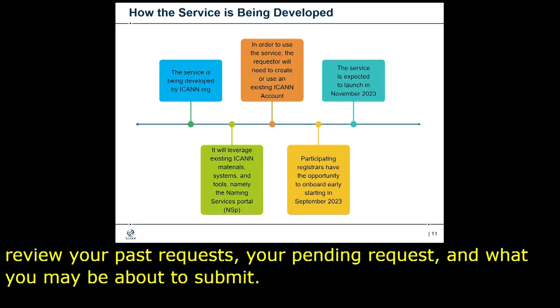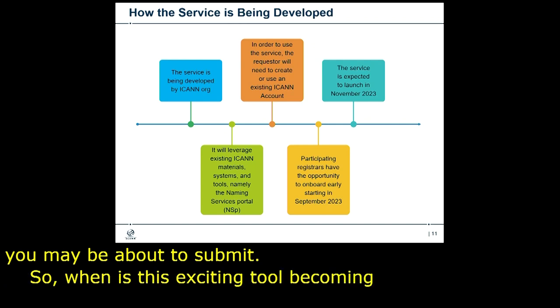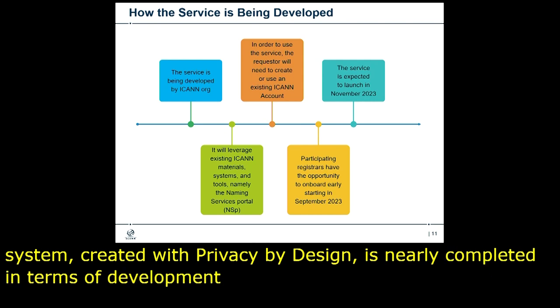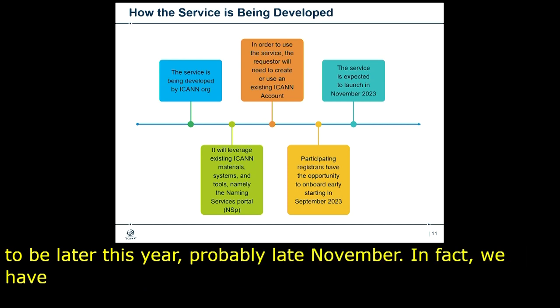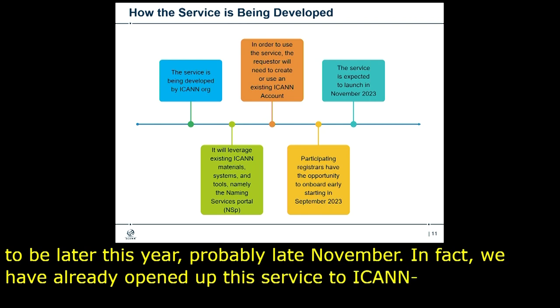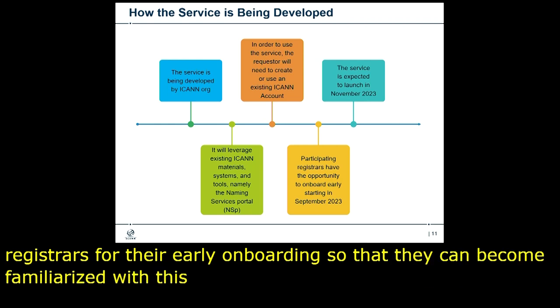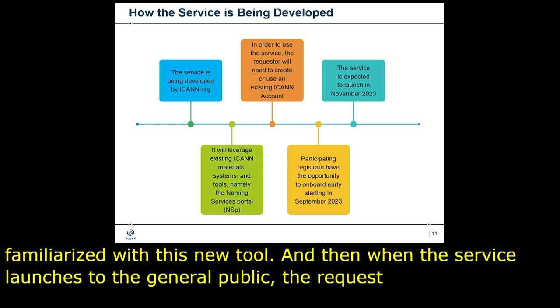So when is this exciting tool becoming available? The system, created with privacy by design, is nearly completed in terms of development work. The launch date is expected to be later this year, probably late November. In fact, we have already opened up this service to ICANN-accredited registrars for early onboarding so that they can become familiarized with this new tool. Then when the service launches to the general public, the requester pool, they would be ready to receive requests already.